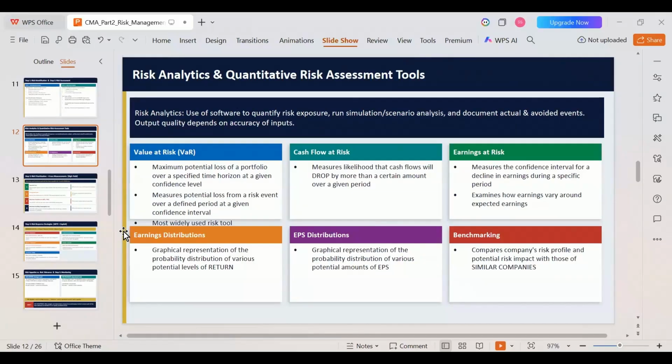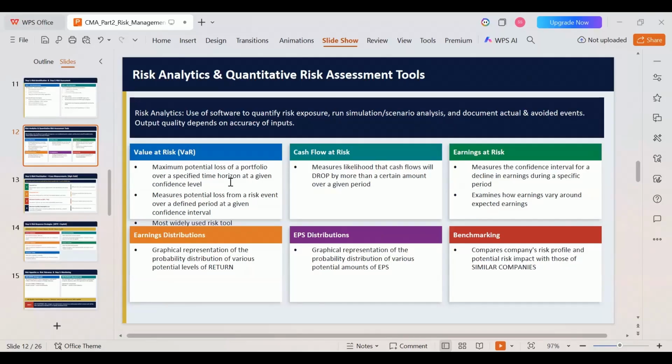So first up, we have value at risk. So what is this value at risk? Maximum potential loss of a portfolio over a specified time horizon at a given confidence interval. So what does this mean? Value at risk in the sense, what is the maximum monetary impact that could take place?